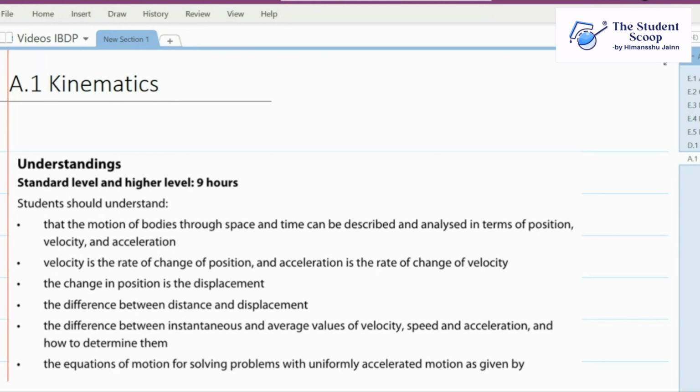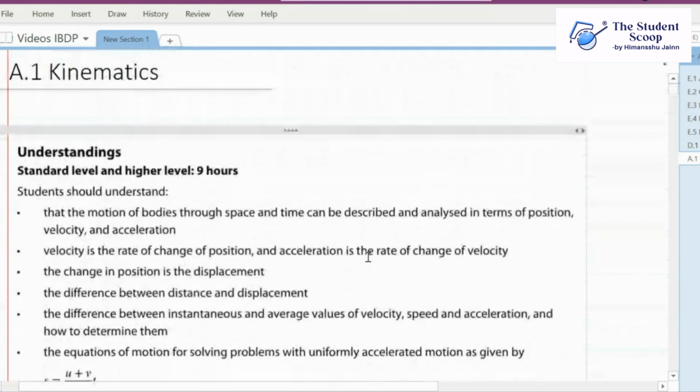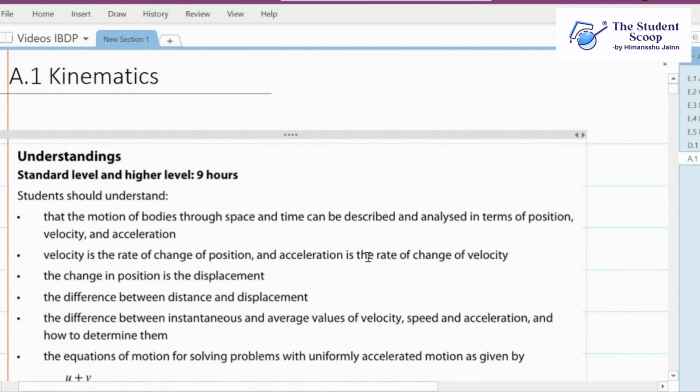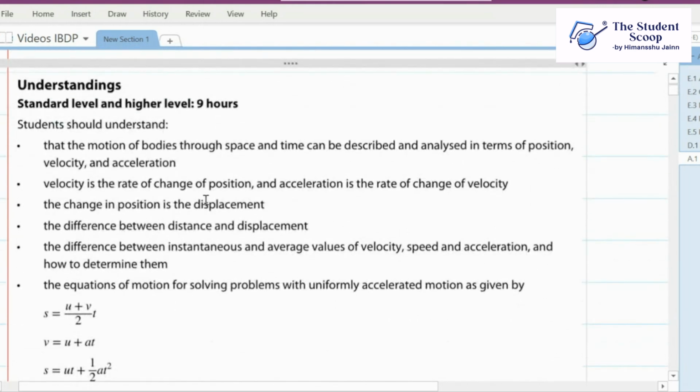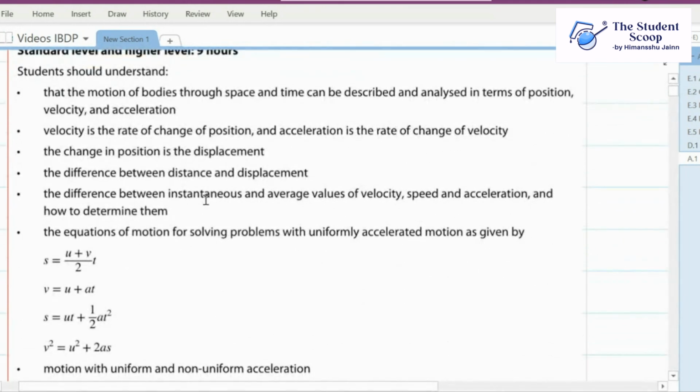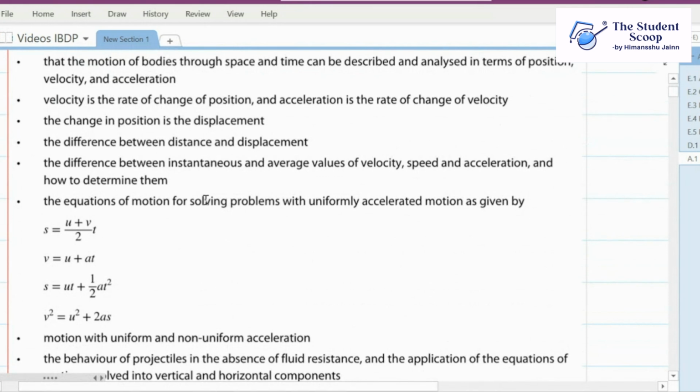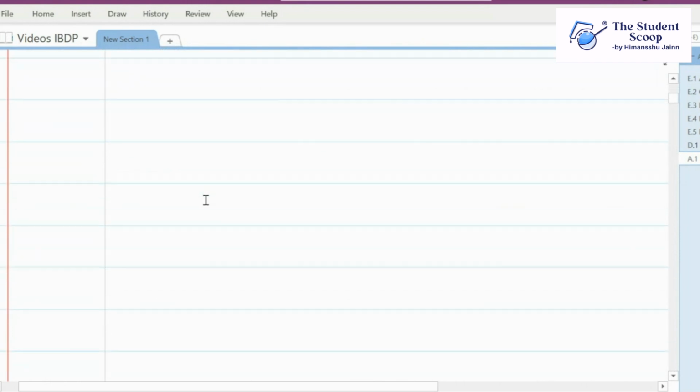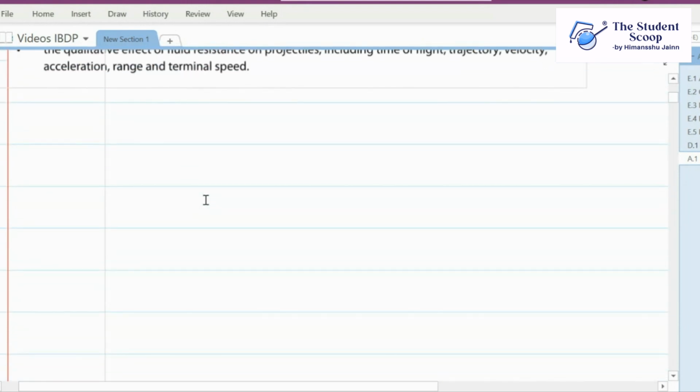So let's start. This is the guide, what the syllabus expects us to know. We need to know the velocities, distance, displacement, how to calculate them, what their definitions are, what the difference between instantaneous and average velocities is, and the SUVAT equations. We are going to cover that part in this first video, and then we will talk about more details in the subsequent videos. So let's start with distance versus displacement.